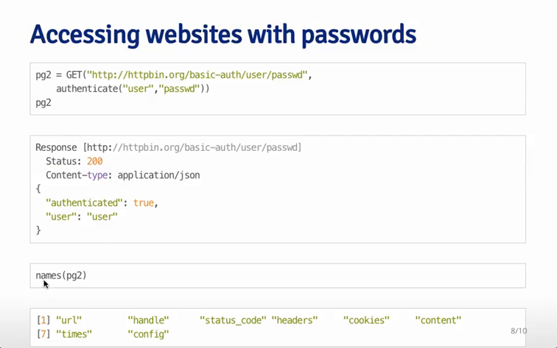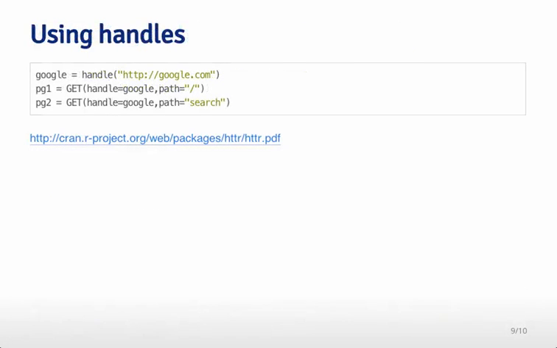And so now we can look at the names of this pg2, which gives you all the different components, including the cookies that we have for this file, and then the handle that we use to access it and all of that. And so we can then use the content function to extract the content from that website after having logged in through R. So make sure that you use handles, because if you use handles, then you can sort of save the authentication across multiple accesses to a website.